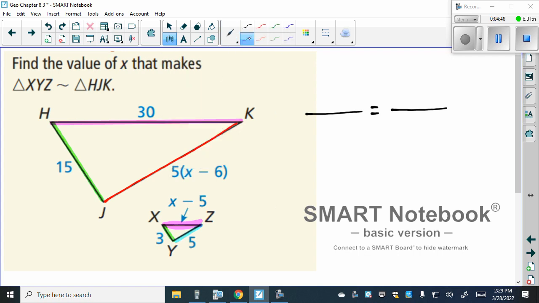Now, in all of these here, we do have two spots where we have a variable, because we have the 5 times x minus 6, and we have the x minus 5. And we need to solve one of these for the value of x. Which one do we want to use? 5 times x minus 6 or the x minus 5? And which one does it match up with? YZ, which is our 5, yes?